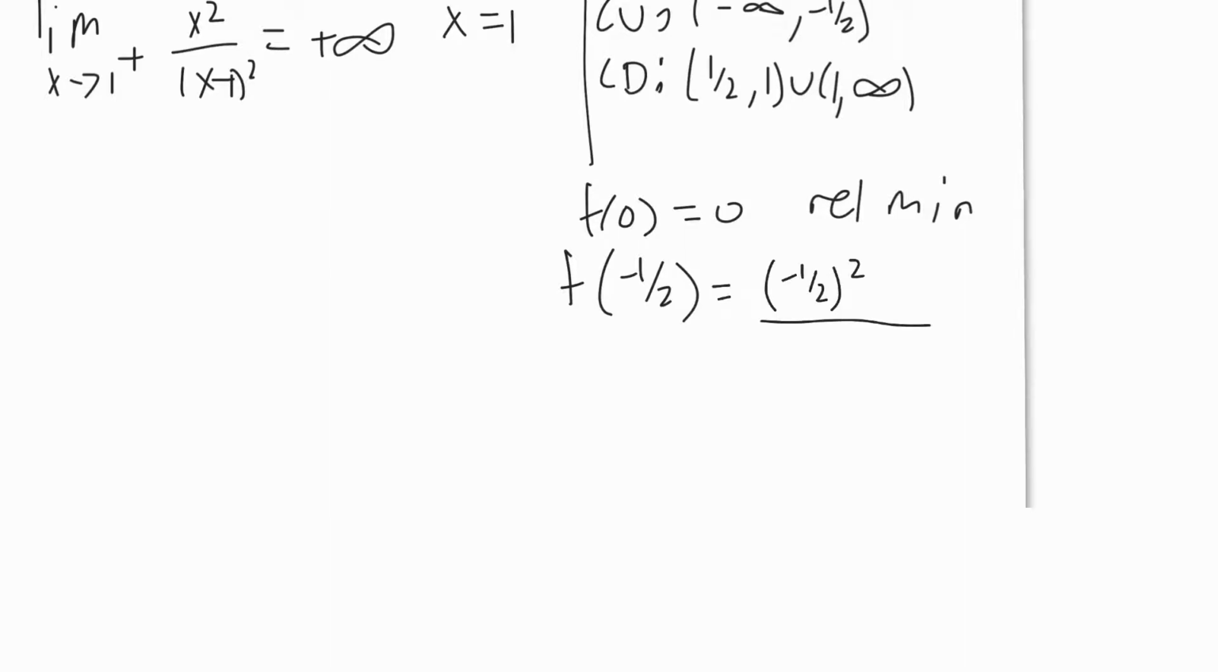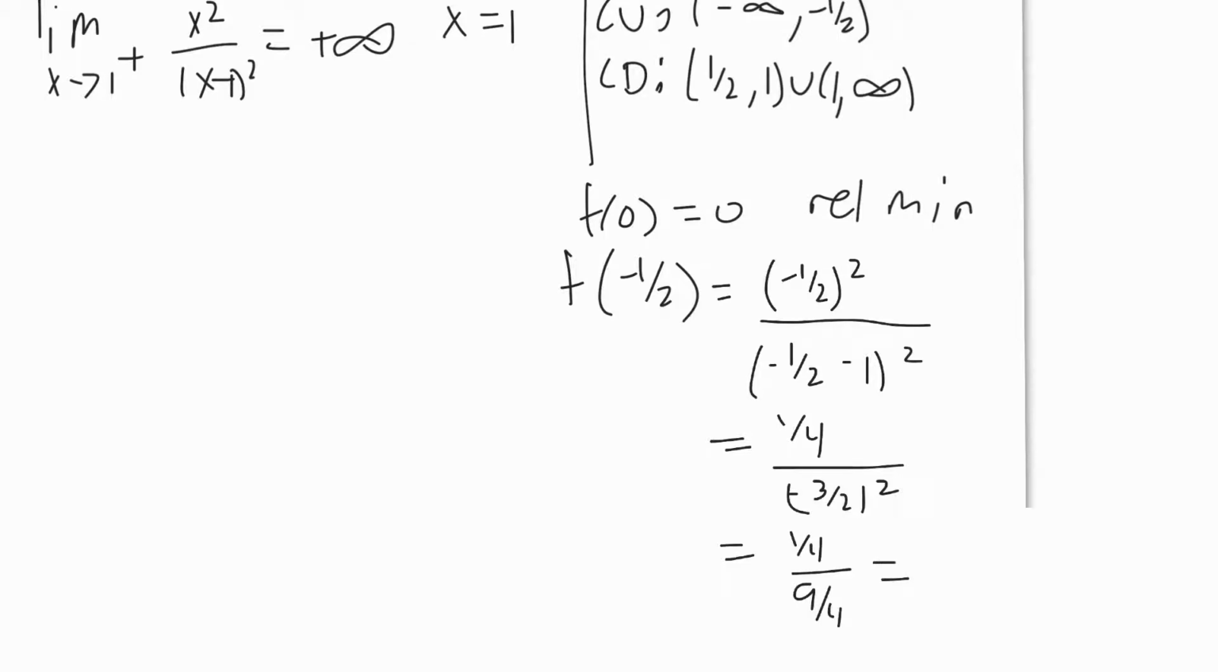So we plug it into the original function, negative 1/2 squared over negative 1/2, subtract 1. So it'll give you a quarter over, well, negative 3/4, or 3/2 I should say, squared. So we'll get a quarter over 9/4, the 4's cancel, and we get 1 over 9.